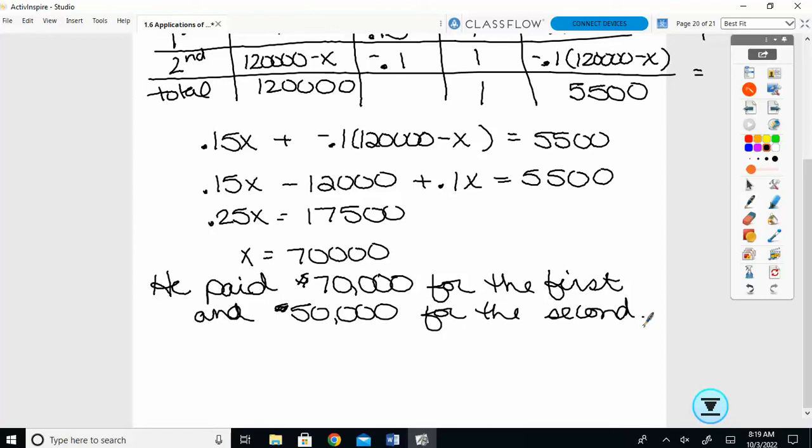You should do one of those problems where it's like A, B, and C. You like this? I'll put one on your homework for you. Probably one on your quiz too.